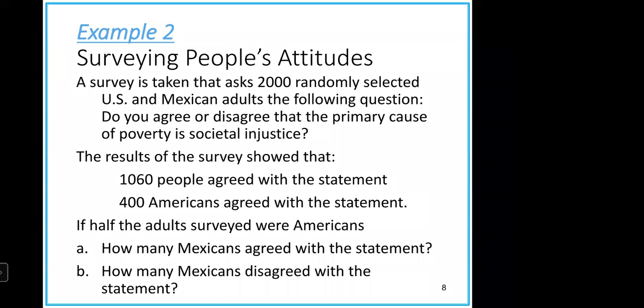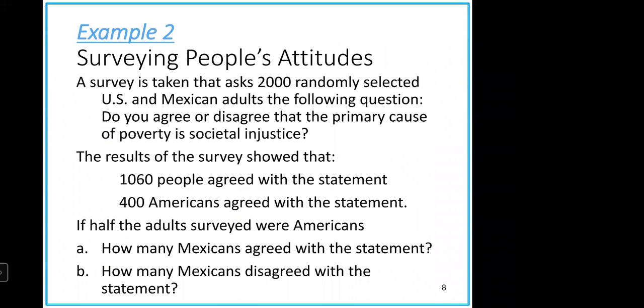So we're going to look at an example here. And this one is a little bit long, so it entails a few slides. So this example is found on page 90 of your text. So it is saying that a survey is taken that asks 2,000 randomly selected American adults the following question. Do you agree or disagree that the primary cause of poverty is societal injustice? And so the results are shown.